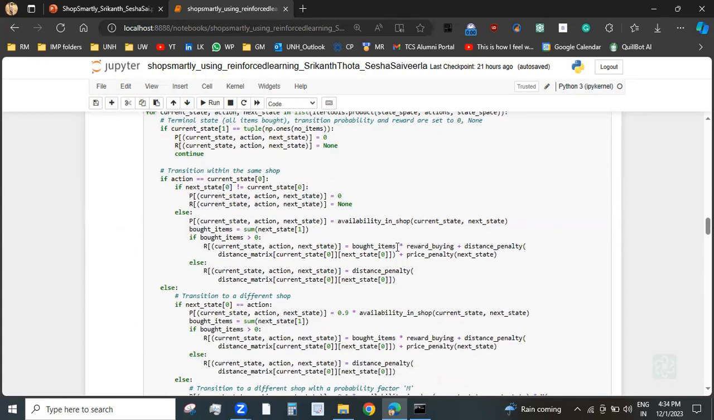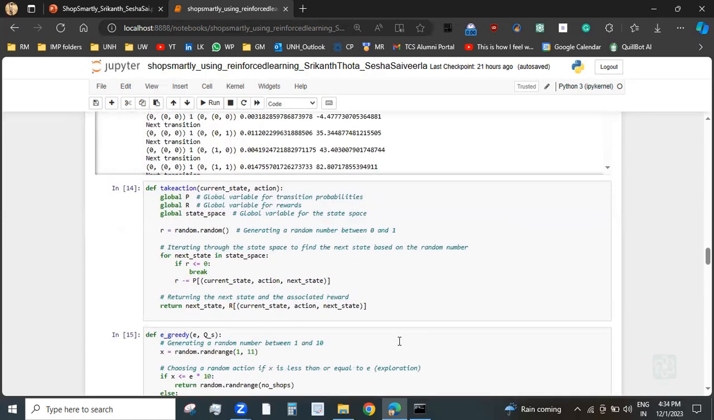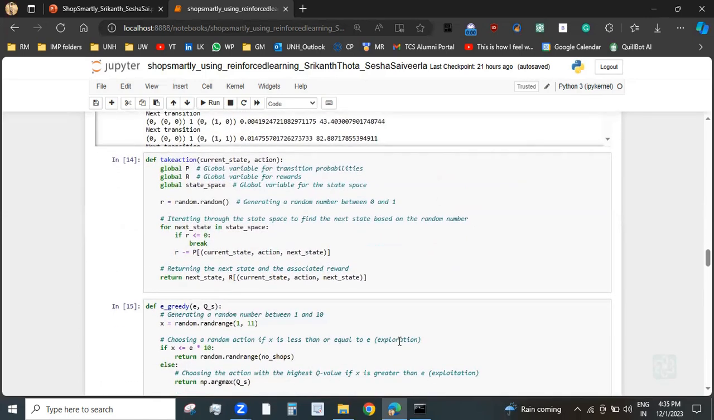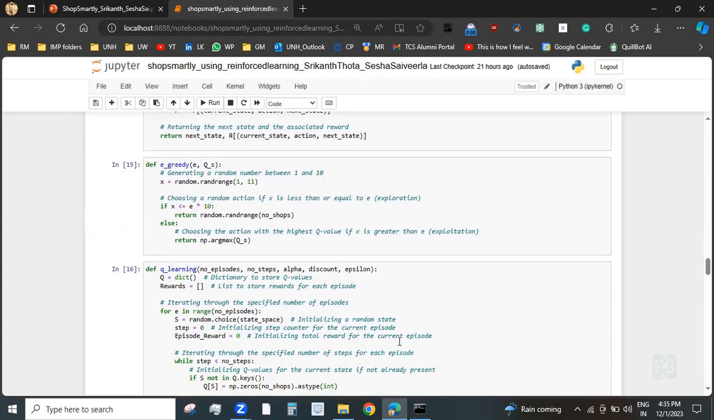Can you please go down to the function take action? Yes, I'm going. The function take action selects the next state and its associated reward based on the current state and action. And we have used the eGreedy function for epsilon greedy action selection during the Q-learning process.